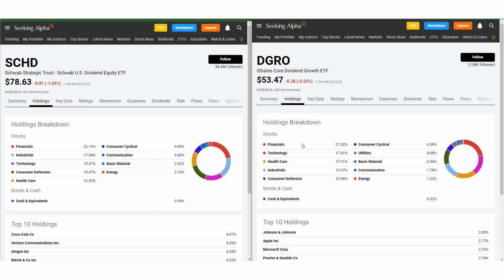And it appears that they are very similar in their weights and their top 5 sectors, with their top 5 sectors both being financials, technology, healthcare, industrials, and consumer defense. Over on SCHD: financials, industrials, technology, consumer defense, and healthcare. And their weightings seem to be very similar for their top 5 sectors, and very similar sectors as well.